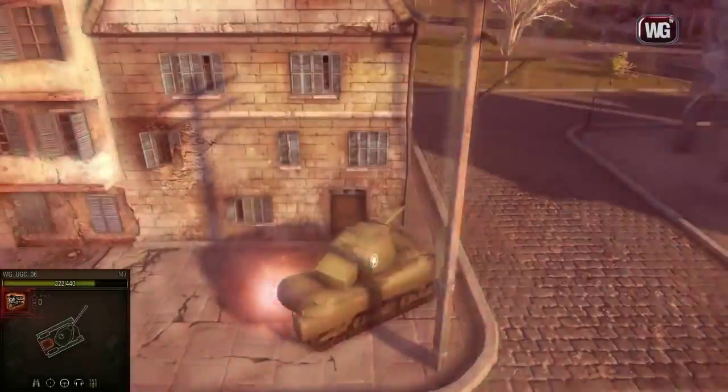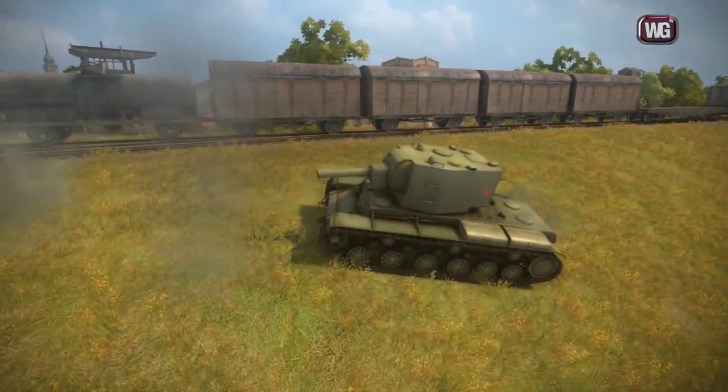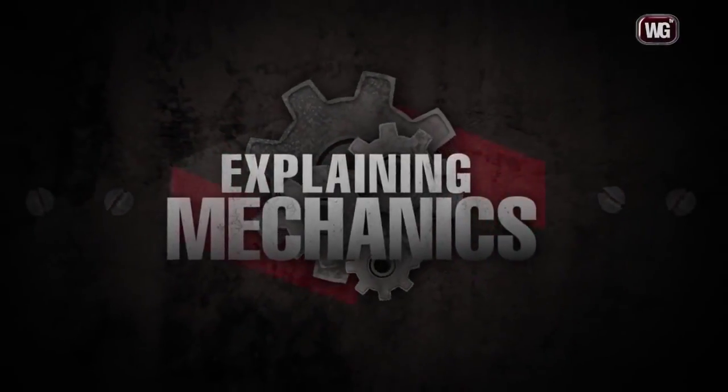In the next episode, we will talk about how the shell moves around inside the tank, some peculiarities of heat shells, and the effects of high explosive shells.